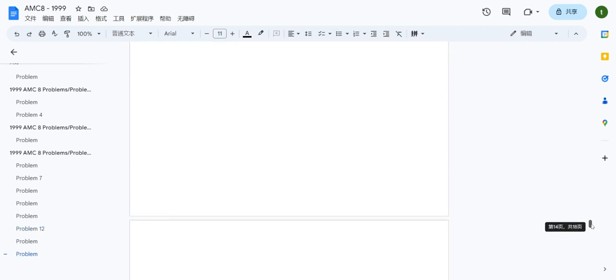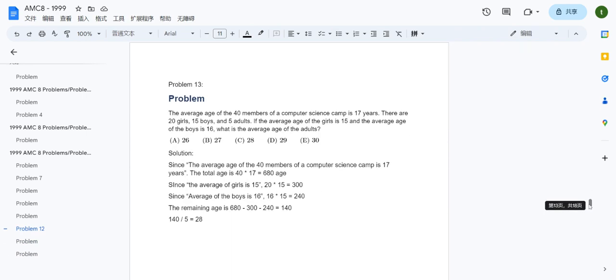Now let's look at the next problem. The problem states the average age of the 40 members of a computer science camp is 17 years. There are 20 girls, 15 boys, and 5 adults. If the average age of the girls is 15, and the average age of the boys is 16, what is the average age of the adults?